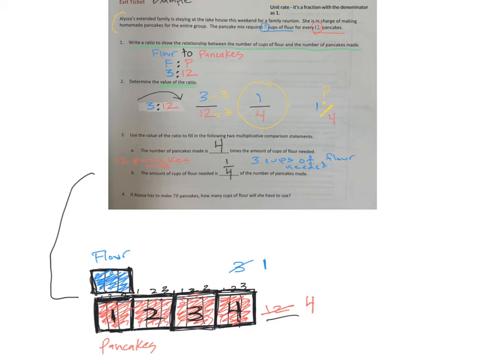So you can see that this matches up to 1/4 of the box. So, long story short, the amount of cups of flour needed is 1/4 of the number of pancakes made. And you can visually see that right here.